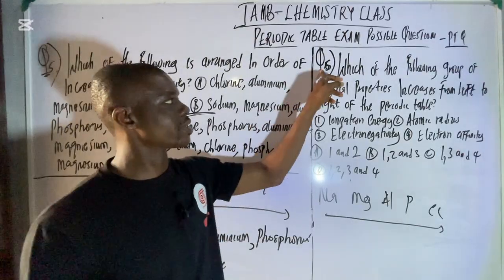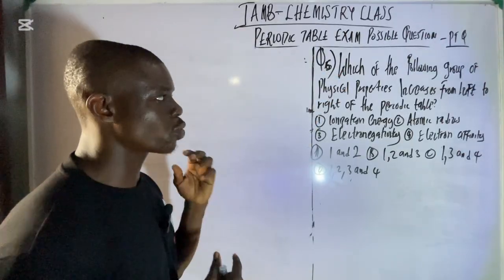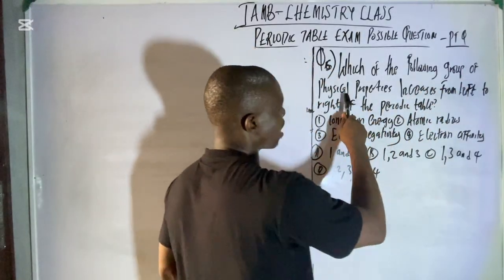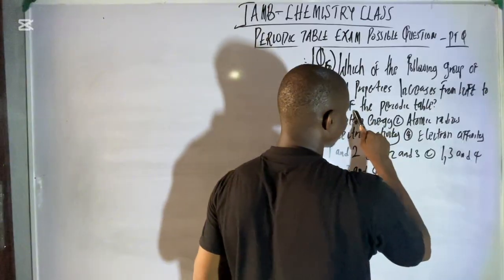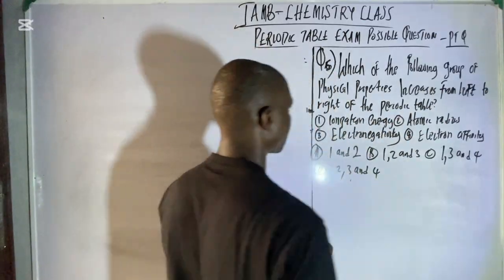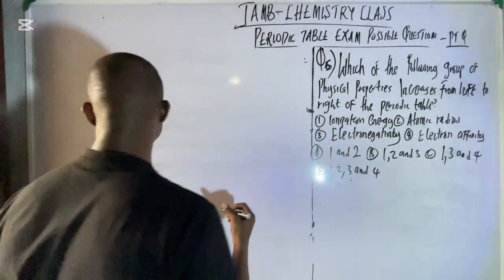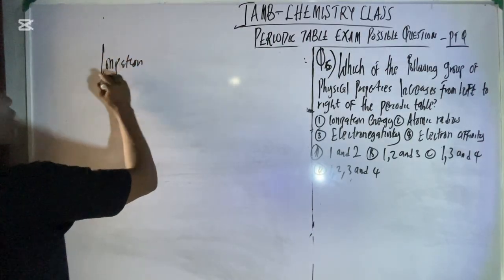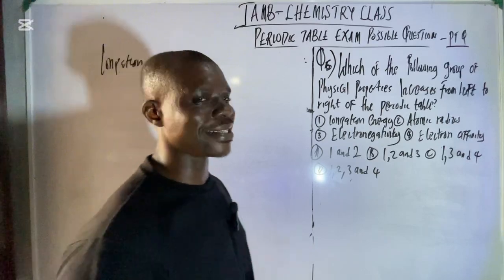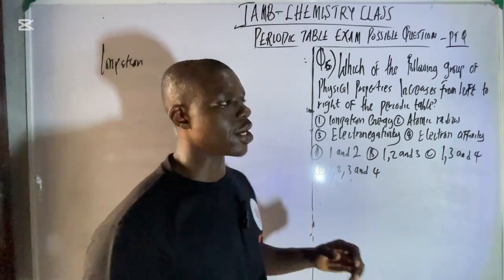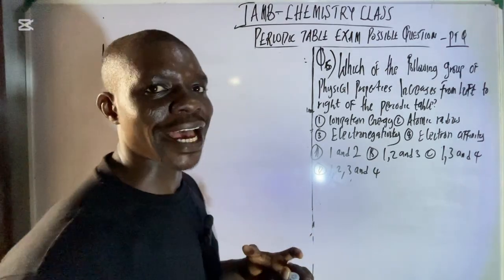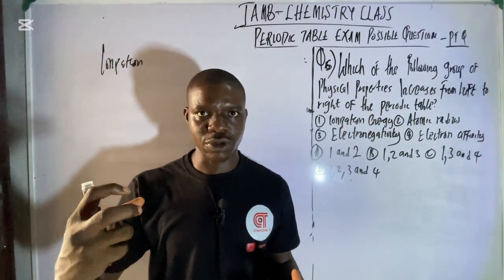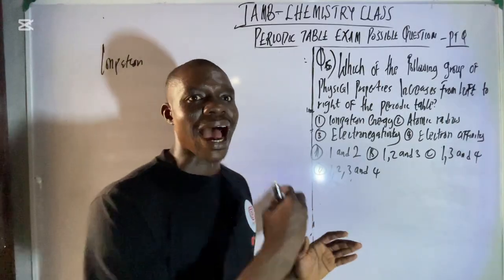So let's move to question 6. For question 6, you still need to understand the concept very well. They say which of the following physical properties increases from left to right of the periodic table. Here we have ionization energy. Ionization energy is the energy that you need to remove an electron from the outermost shell. So as we move from left to right, ionization energy tends to increase.